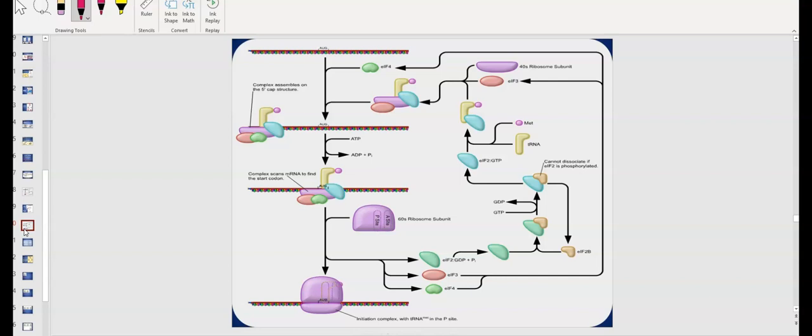Right. So this is in eukaryotes, right? We have a 40S subunit, so that tells me it's eukaryotes. This E means it's eukaryotic initiation factor 3, eukaryotic initiation factor 4. This is the assembly on the cap. It scans to find AUG. Once it finds it, it recruits the large subunit and everything is released.